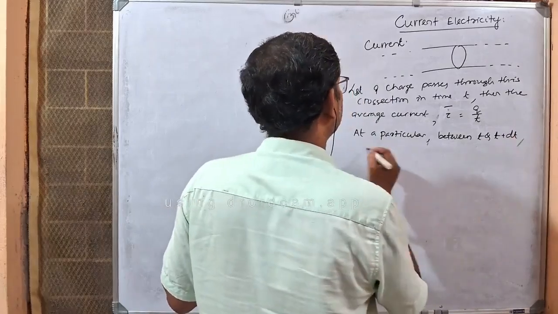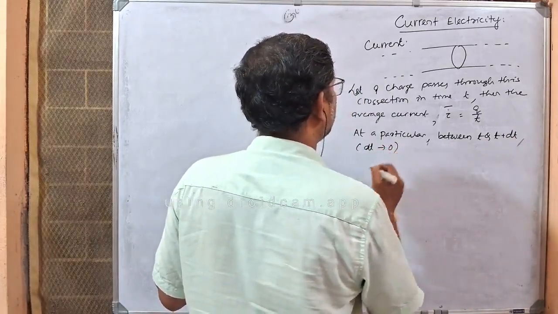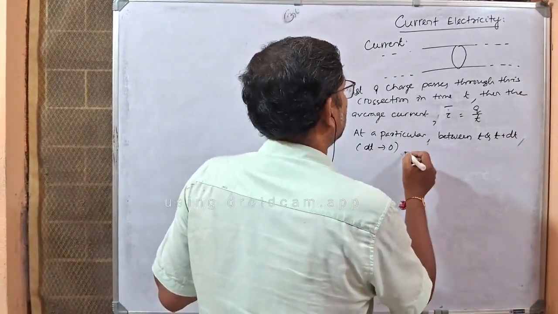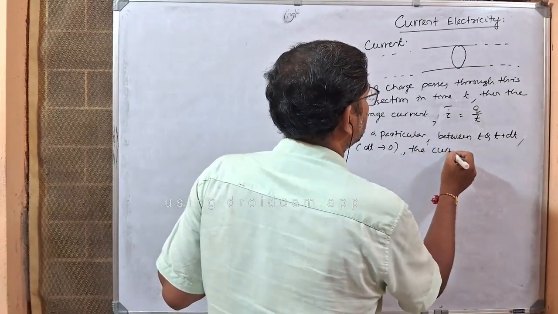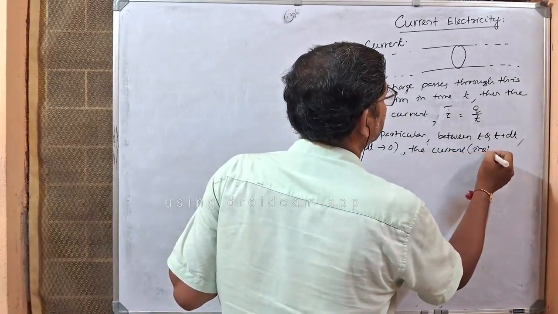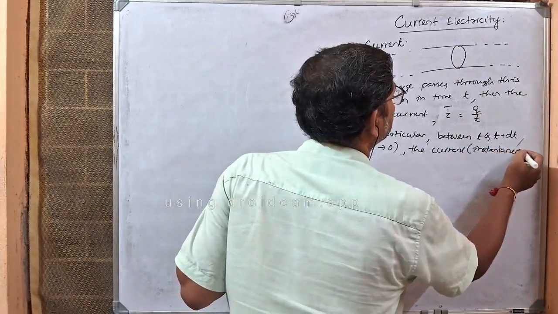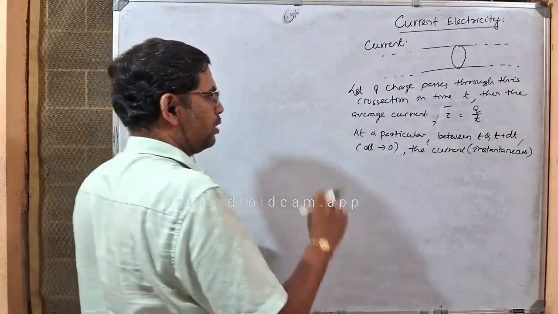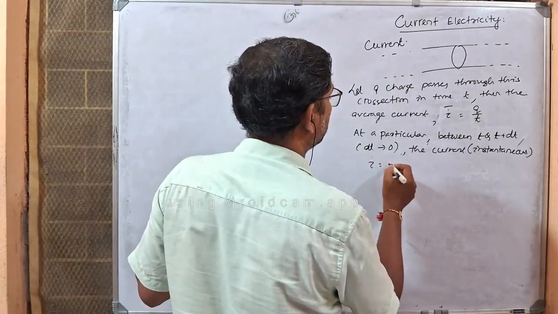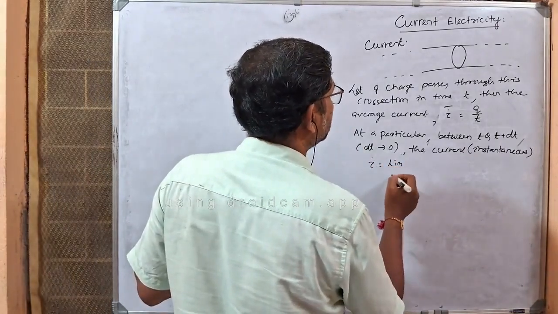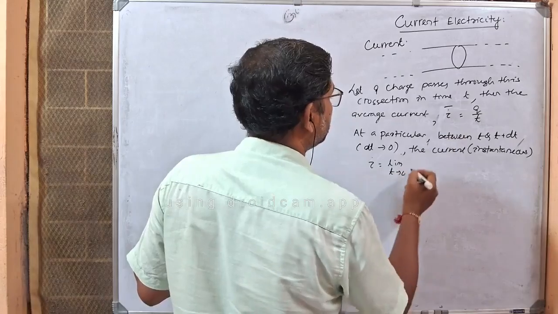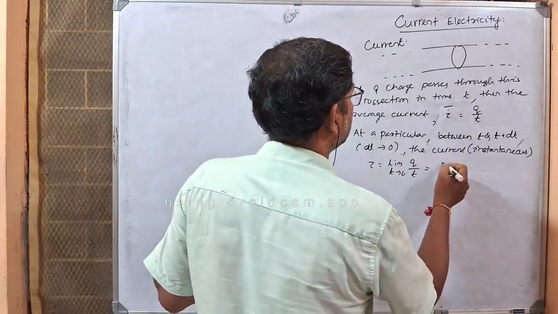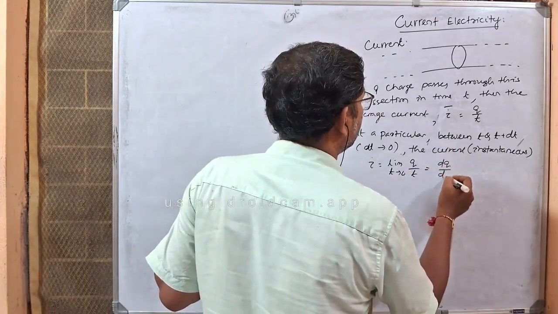Here dt is very small, means tends to 0, not 0. It's not 0. The current is generally known as instantaneous current. So you understand the word instantaneous, at a particular moment. So instantaneous current I is equal to limit delta t tends to 0 of delta q by delta t, that is nothing but dq by dt.